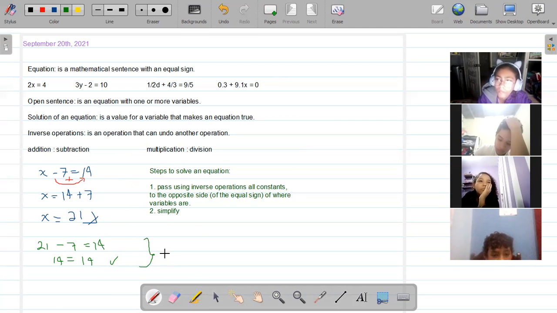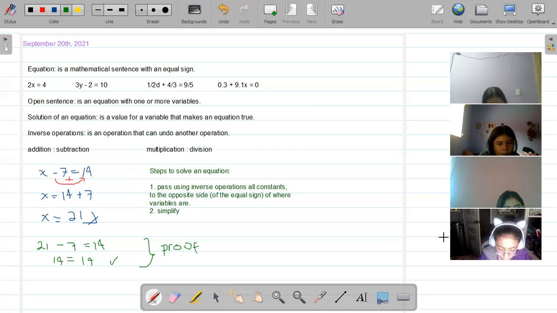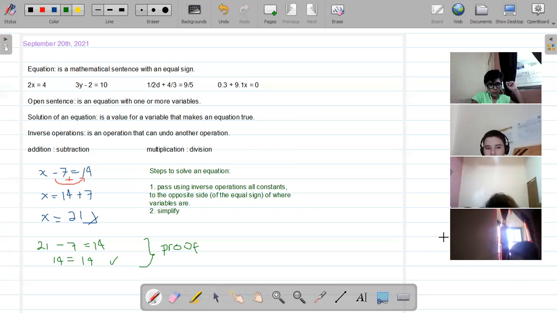And this is called proof. Okay, this is the proof. This makes sure that you're doing things correctly. Okay, I'm not going to ask you to prove it. However, it is good for you to do so you can see that it is actually correct and that you did simplify in a proper way. So this was simplifying an equation in one step.